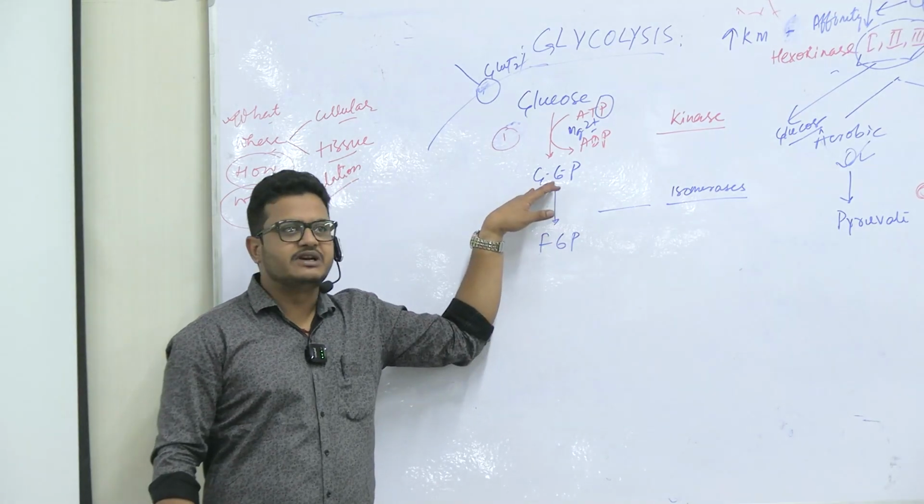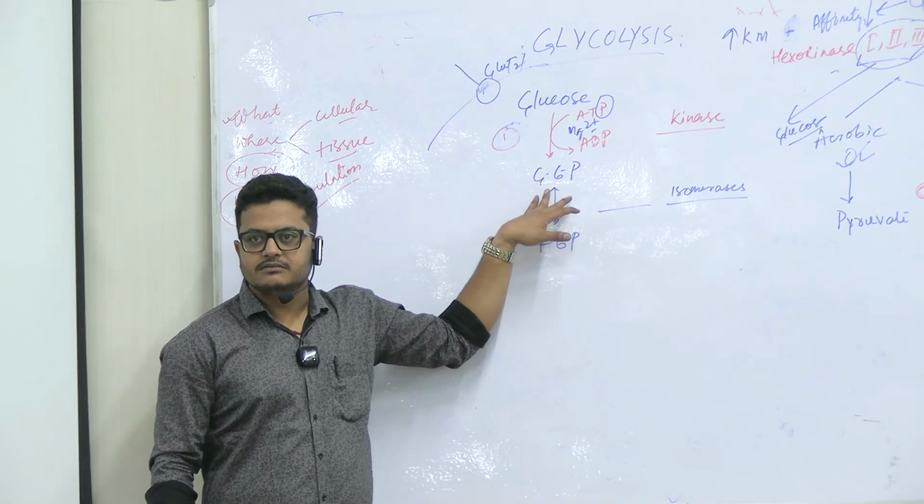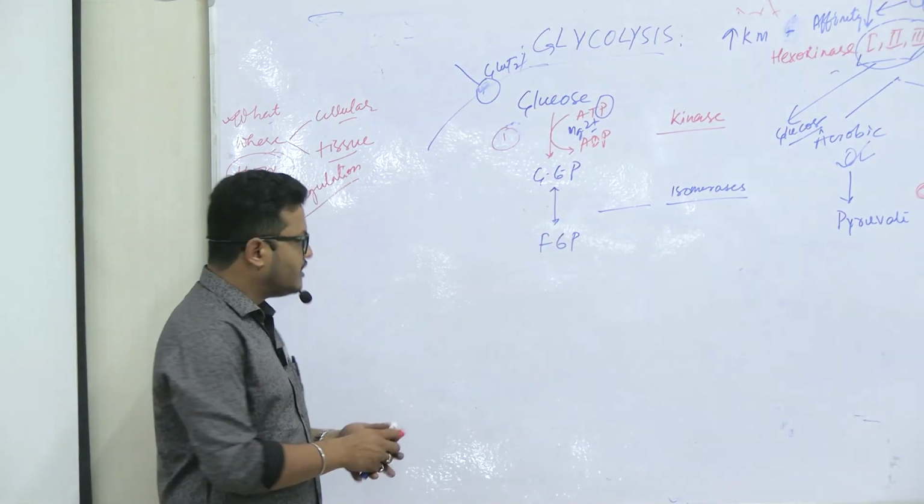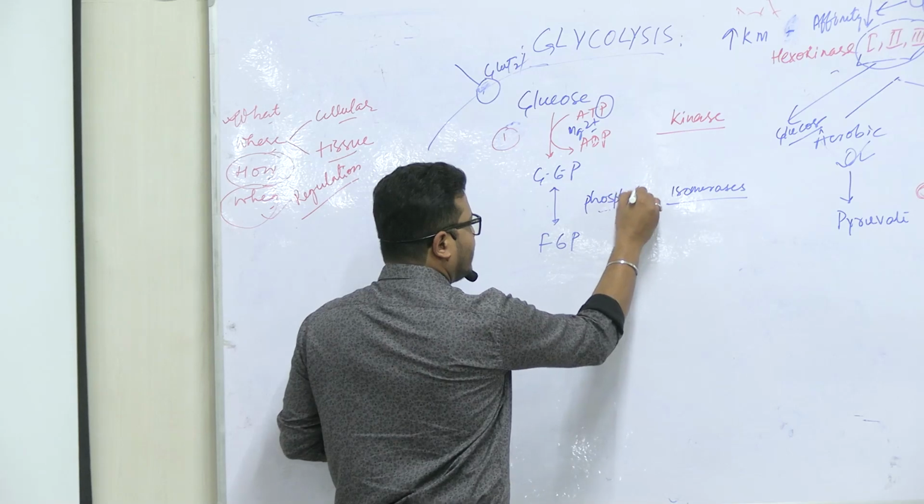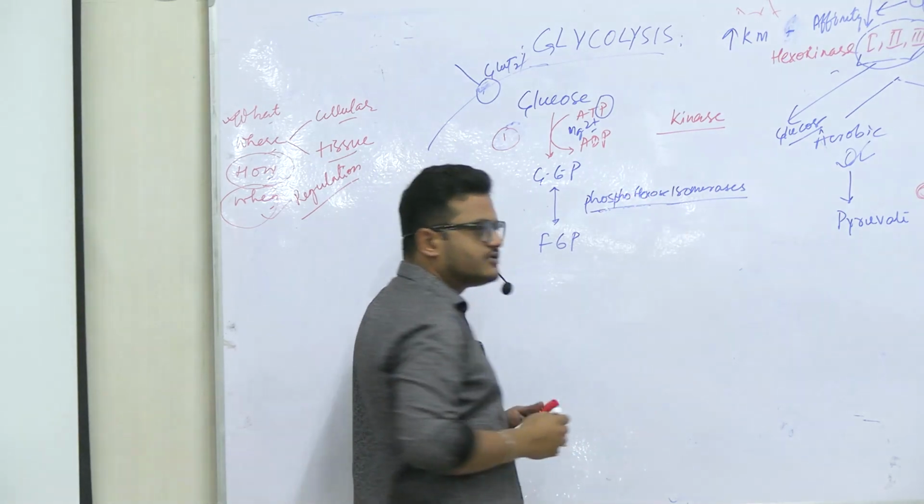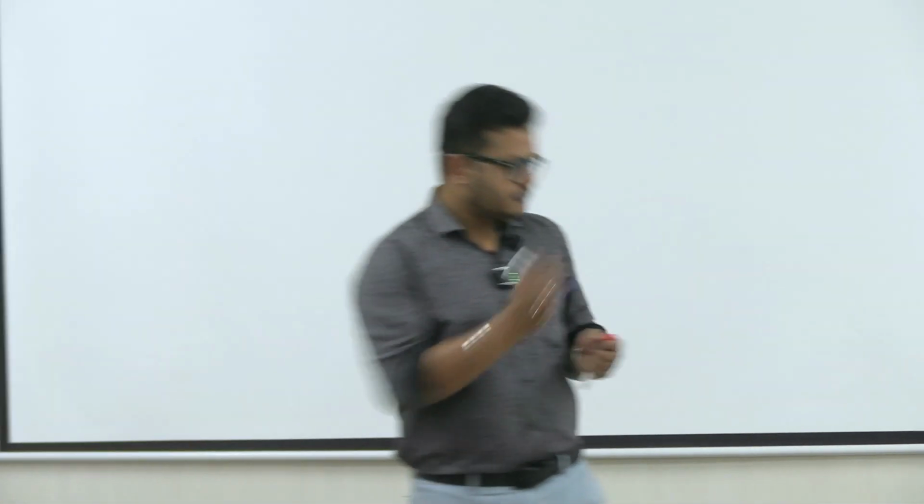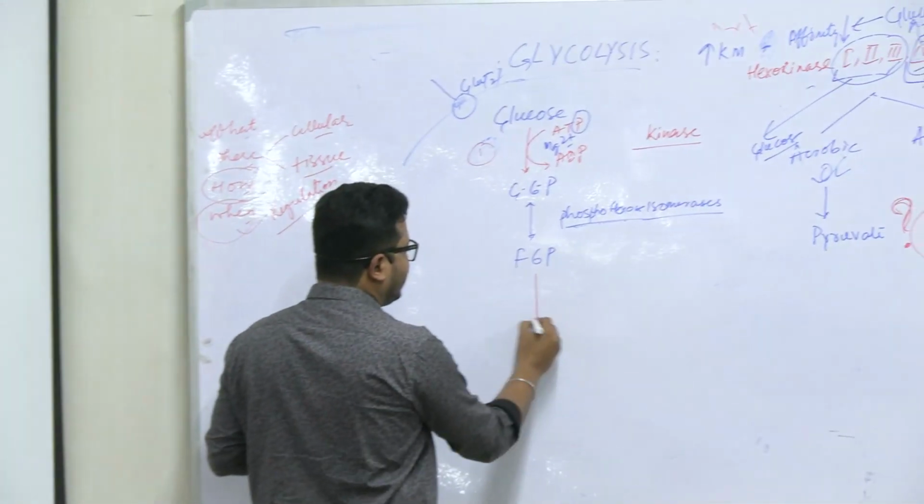Now think about the substrate. Can we rename the substrate as phosphohexoses? Yes or no? Yes. So the enzyme name stands as phosphohexose isomerase. Okay. Next reaction. Reaction number 3.